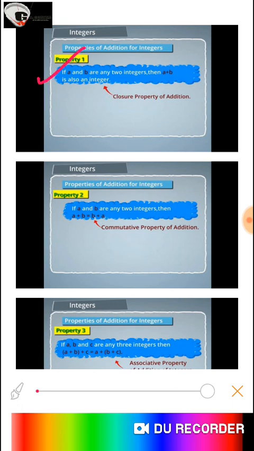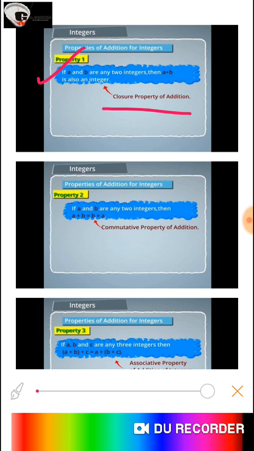Property 1. It says that if a and b are any two integers, then a plus b is also an integer. And we call this property the closure property of addition. Let us understand it with an example.